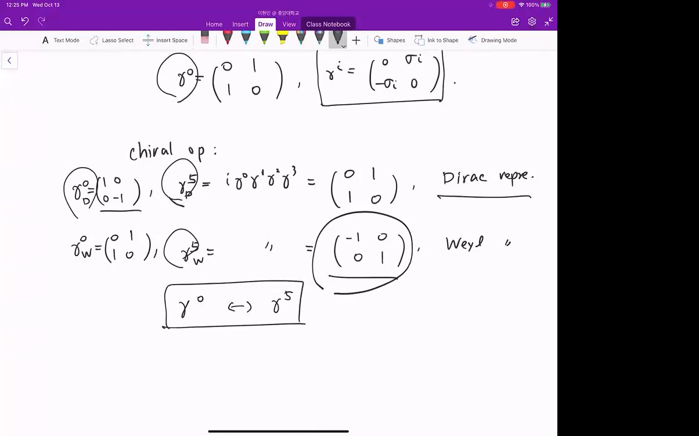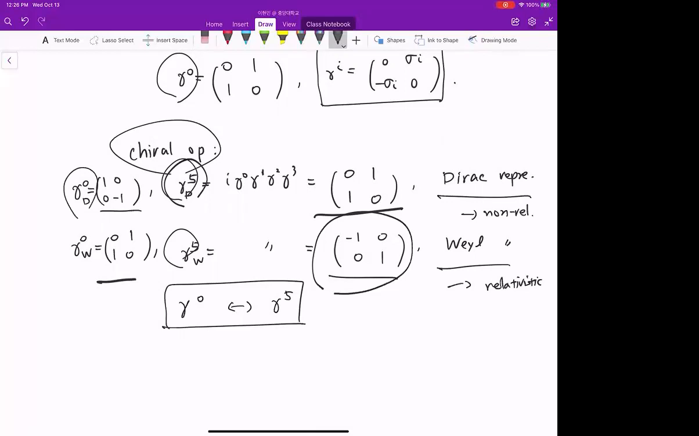So you will notice that the Dirac representation is convenient for describing a non-relativistic particle. And the Weyl representation is convenient for the relativistic case. So depending on your interest, you can choose either the Dirac or the Weyl representation.